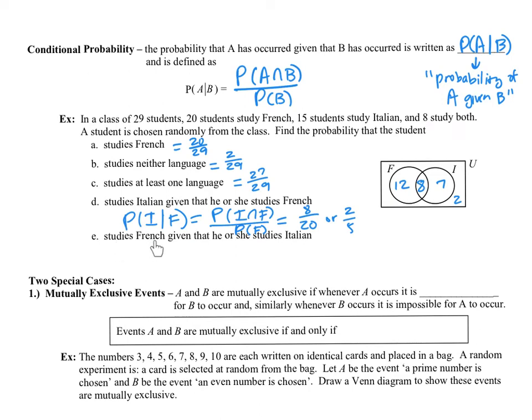How about this one? Studies French, given that he or she studies Italian. So there are 15 people that study Italian, so how many study French, given that they study Italian? That would be 8 out of 15. So the probability of French, given that they study Italian, that's the probability that they study both French and Italian out of the probability of Italian. So what you'll see when you do these conditional probabilities is that conditional probabilities reduce your universal set from the whole set down to, in this case, just 15. So it's 8 out of 15.